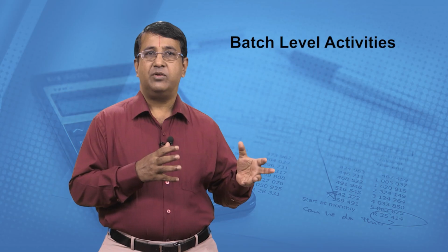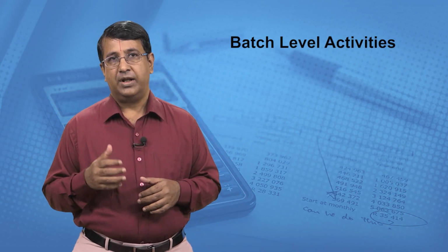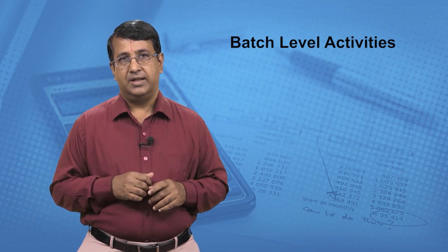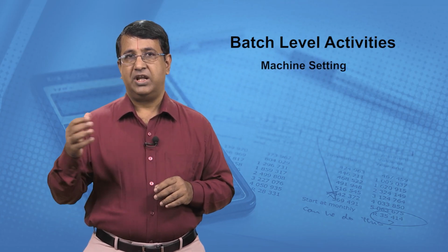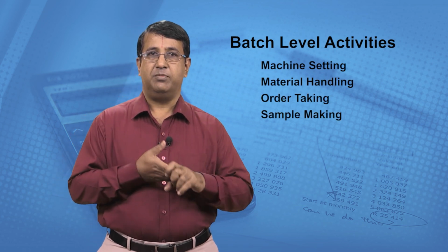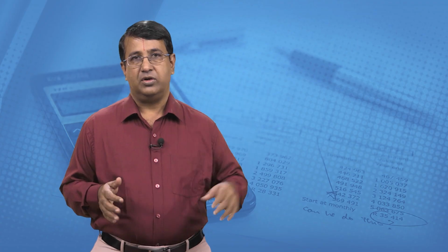The second group of activities are batch level activities. They are performed when a group of product is produced or service is delivered. These activities include setting up a machine, material handling, order taking or sample making. These activities are to be performed whether the quantity of production is 100 units or 1000 units or 50,000 units.